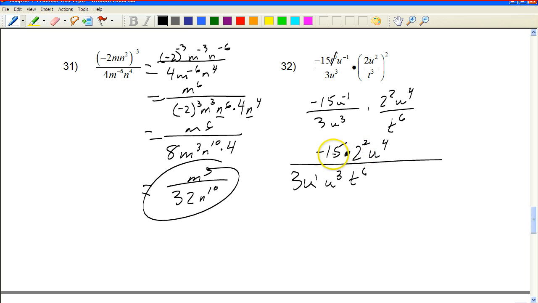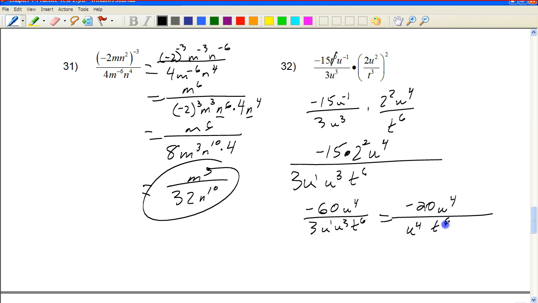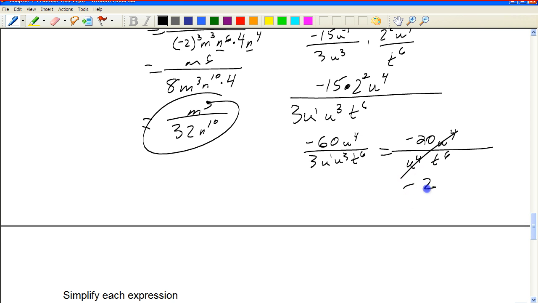Alright, I'm going to do negative 15 times 4, because 2 squared is 4, so it's going to be negative 60 u to the 4th over 3 u to the 1st, u to the 3rd, t to the 6th. And then on the bottom, see the two u's, I'm going to combine those. But I'm also going to do negative 60 divided by 3. Negative 60 divided by 3 is negative 20, and it's on the numerator. I'm going to combine those, u to the 4th, and we have u to the 4th on the top and t to the 6th on the bottom. Those guys reduce, so it's negative 20, t to the 6th. Woohoo. Alright, next.